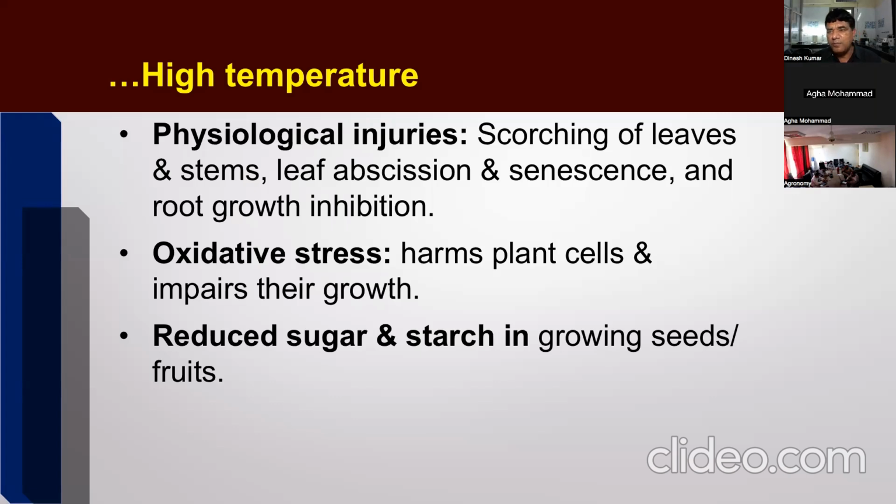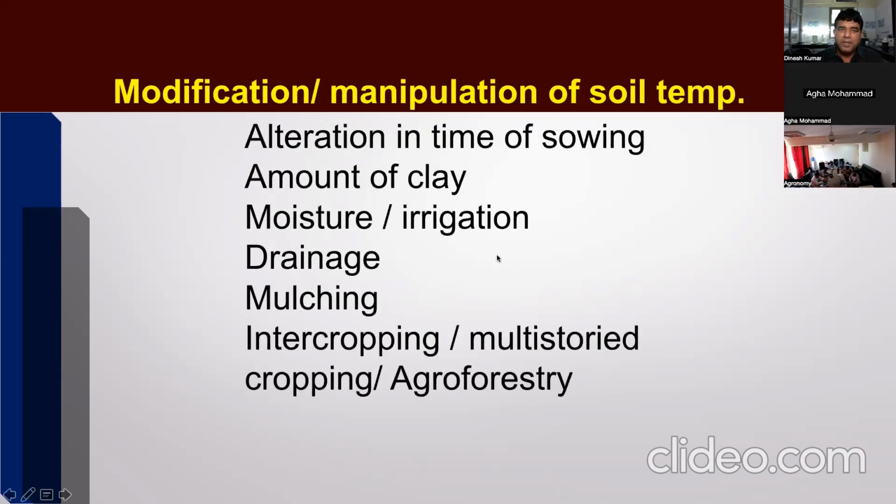Now the question comes from the agronomy side. Can we reduce the adverse effect of high or low temperature on plant growth? What agronomic measures can be taken? In this case, alteration in time of sowing can be made. For example, in India, the wheat crop matures during March and April, and if there is high temperature during this period, grain filling is adversely affected.